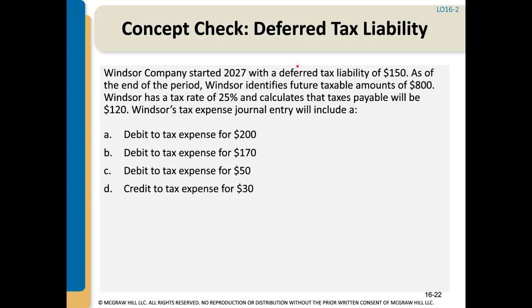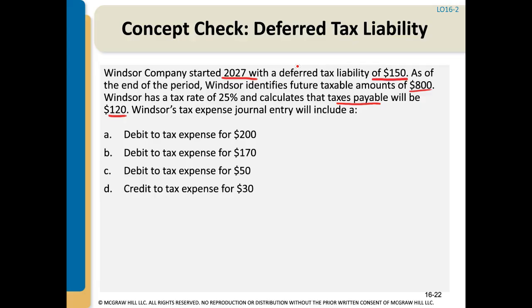Let's do one more concept check. Windsor Company started 2027 with a deferred tax liability of $150. So in this situation, we're given the beginning balance. As of the end of the period, Windsor identifies future taxable amounts of $800. Windsor has a tax rate of 25% and calculates the taxes payable will be $120. And Windsor's tax expense journal entry will include what?